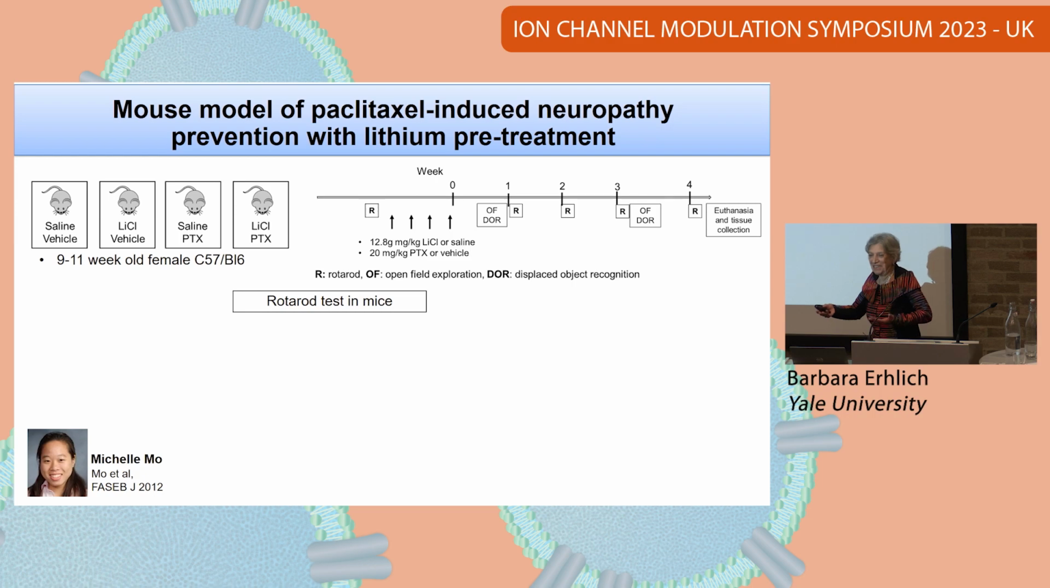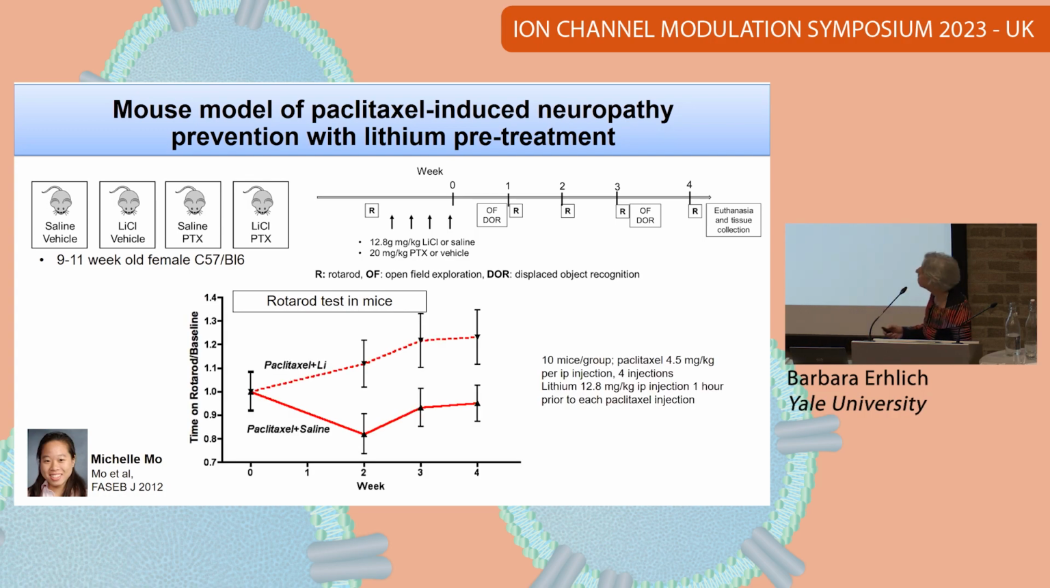Okay, that's in a dish, that's a cell. What about in a mouse? How do you tell, like I said, how do you tell if a mouse has peripheral neuropathy? I already showed you. We did this where we gave lithium chloride and paclitaxel 4 injections every other day for a week. We did open field and displayed object recognition. That's for the cognitive. We did rotarod. At the end, we killed the mice.